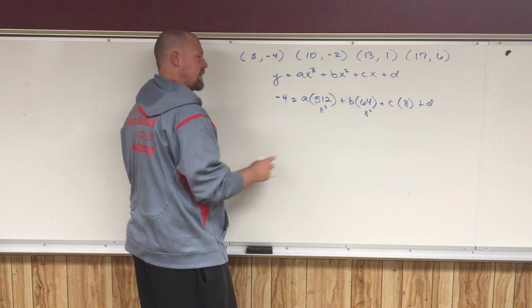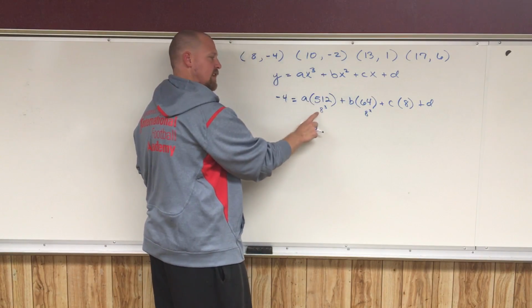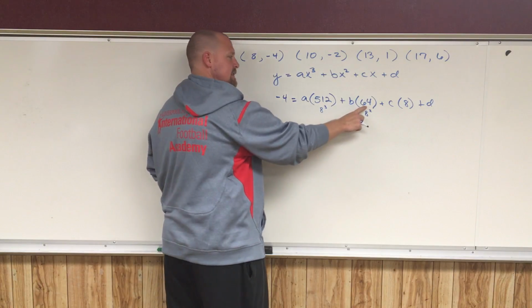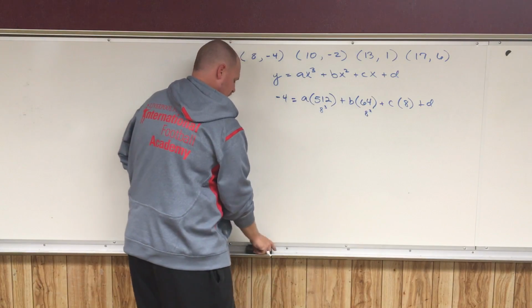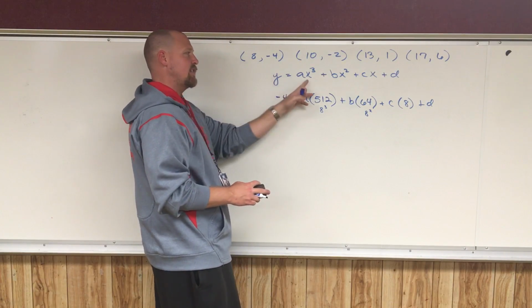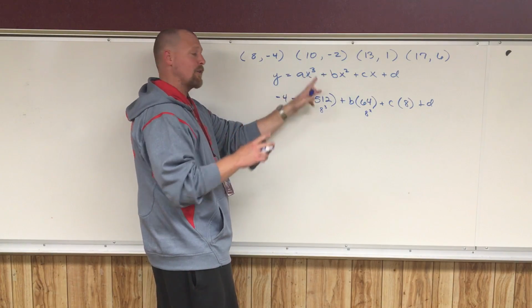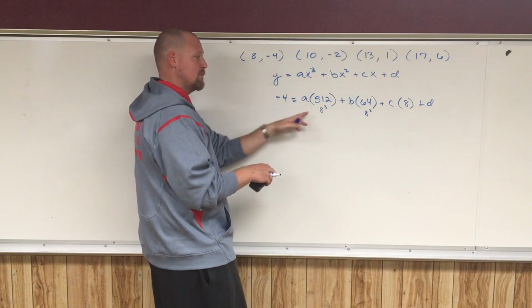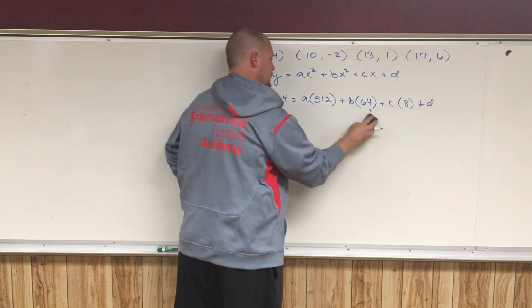So there's our equation. I just put these numbers right here to give you a reminder. 512 is 8 to the third. 64 is 8 squared. So I'm going to take those off because that's what I'm doing. I'm taking the x value to the third power, and I'm just going to fill it in right here to save a little time. But that is what I'm doing.